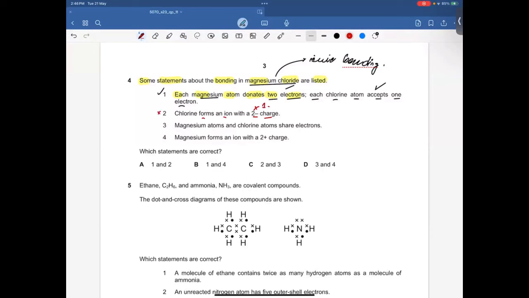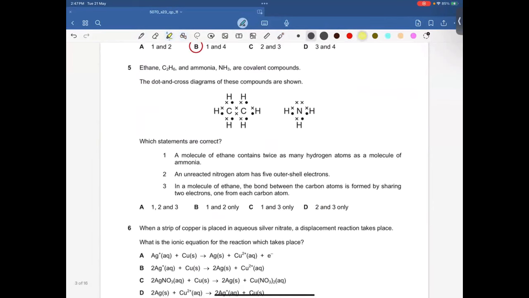Magnesium atom and chlorine atom share electrons. They cannot share because magnesium is a metal, whereas chlorine is non-metal. When metal and non-metal combine together, an ionic bond is formed. Sharing of electrons always takes place in covalent bond, which means third is also incorrect. Let me check fourth one. Magnesium forms cation with a 2+ charge. That's absolutely correct, which means 1 and 4 is correct, which means B is going to be the right answer. Okay.